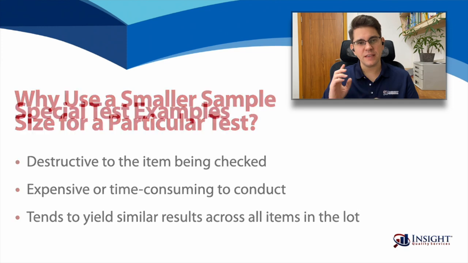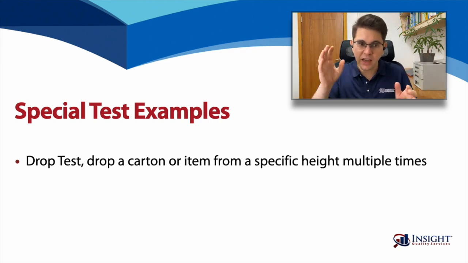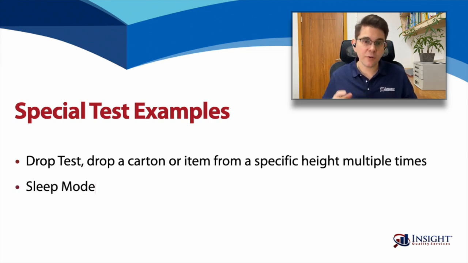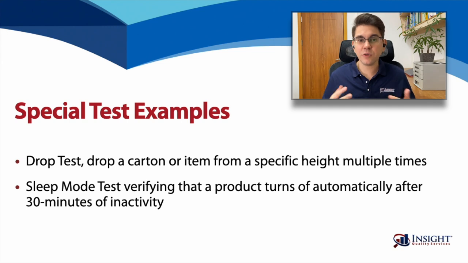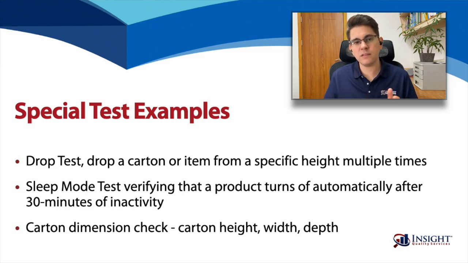So here are some examples. The first one is a drop test, where you're dropping a carton or an item from a specific height multiple times to see if the packaging or product breaks. Another example would be a sleep mode test for an electronic product, where you verify that it turns off automatically after 30 minutes of inactivity. Now, that's obviously going to be very time consuming if you do that on all of the items. Another example is a carton dimension check because you're checking the carton height, width, and depth, and that's going to be relatively similar across every carton that you check.